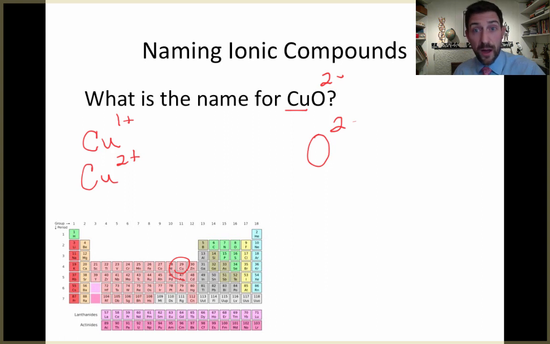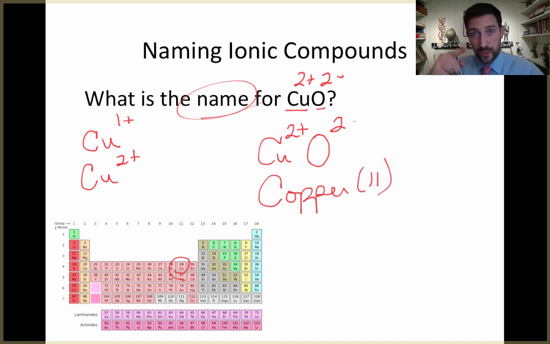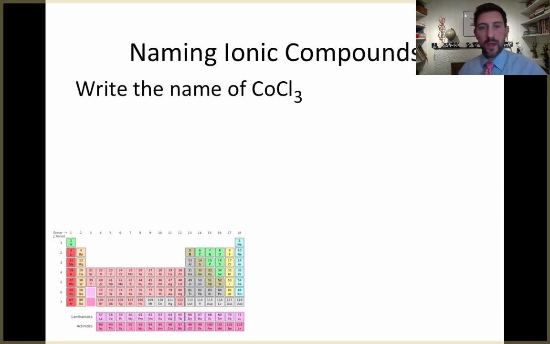Now, if there's only one copper and only one oxygen in our example, then copper had to have a 2 plus charge, because there's only one copper and only one oxygen. They had to even each other out. So we know that this was copper with a 2 plus, which means what was the name for that? That's copper 2. Don't forget the 2. It tells us which one we used. Oxide.